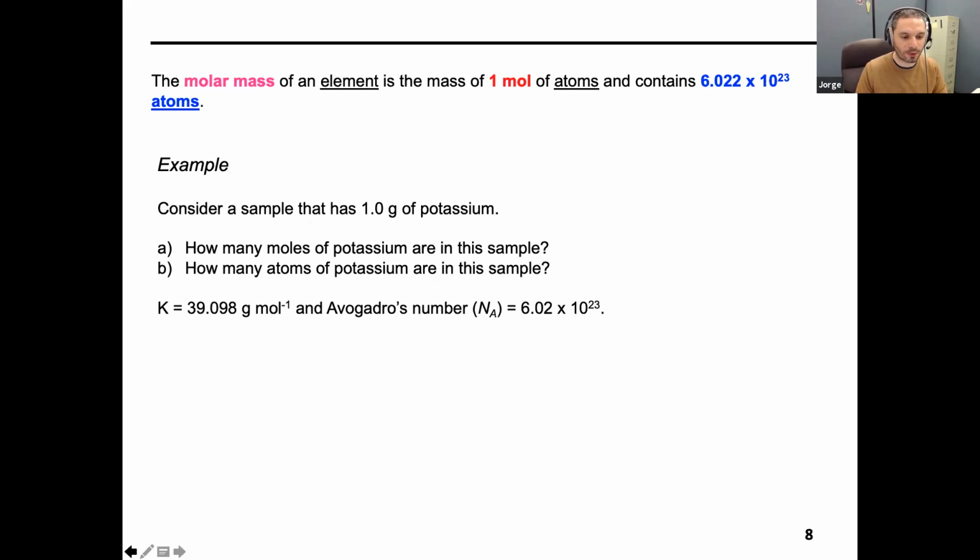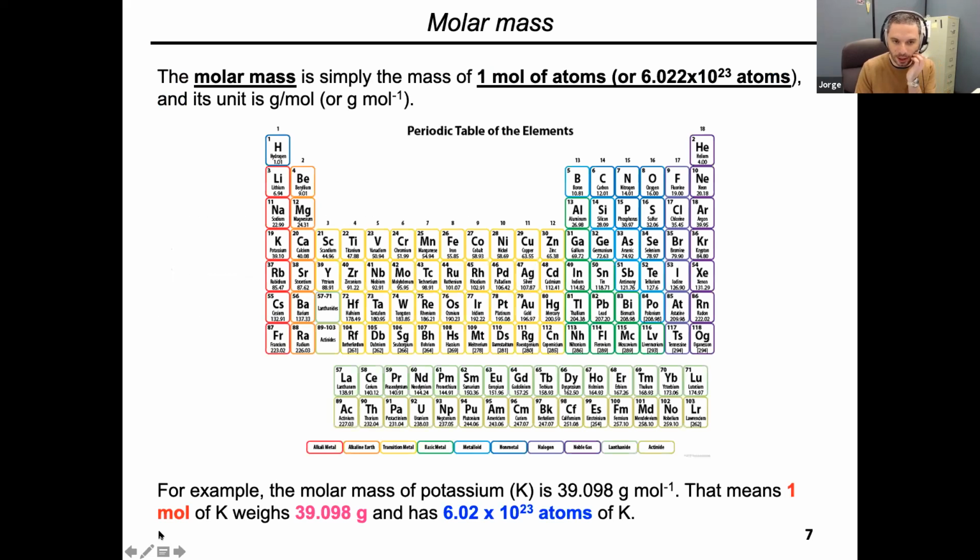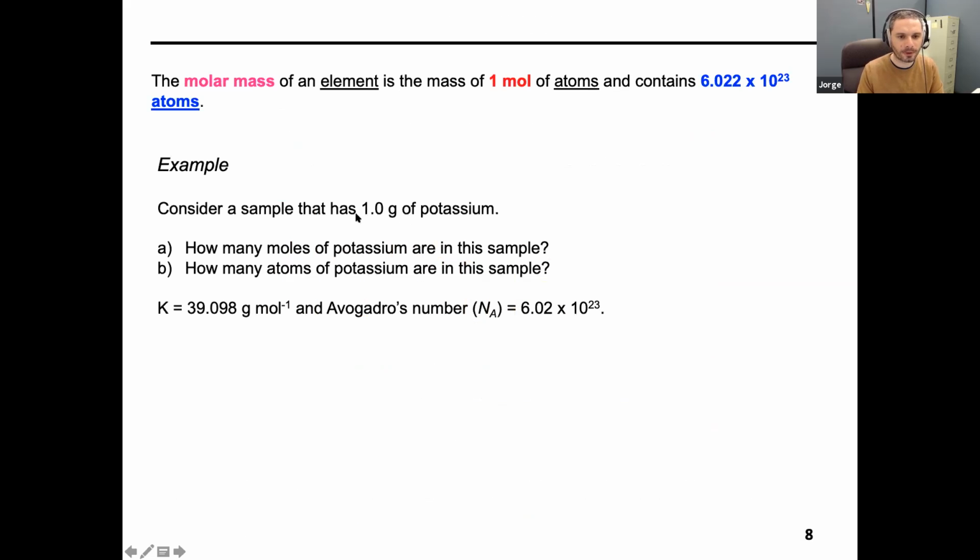Okay, so again, you can go back to the periodic table and find the atomic molar mass for any element. And in the case of potassium, we are talking about 39.1. So that's where I'm extracting the molar mass for potassium. Okay, so the first question, how many moles of potassium are in this sample? And then how many atoms of potassium are in this sample?